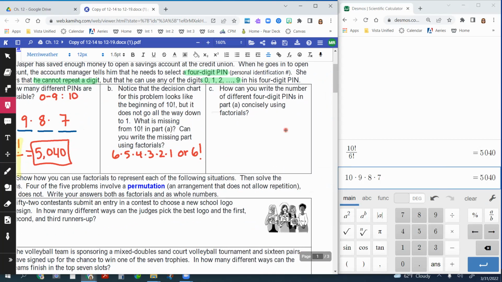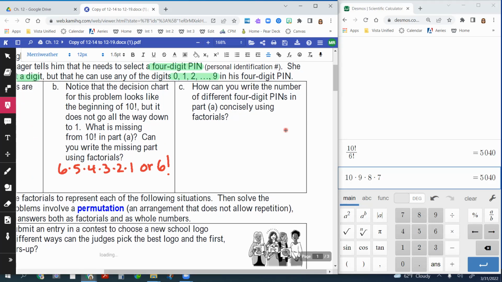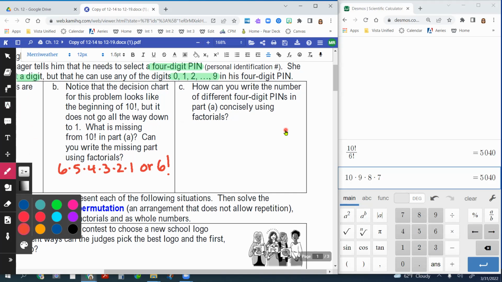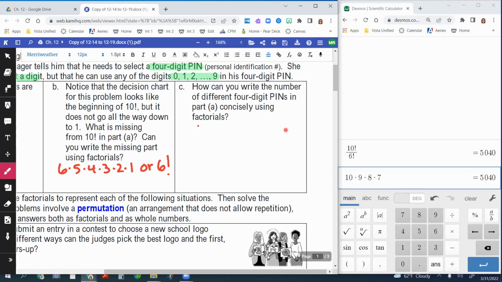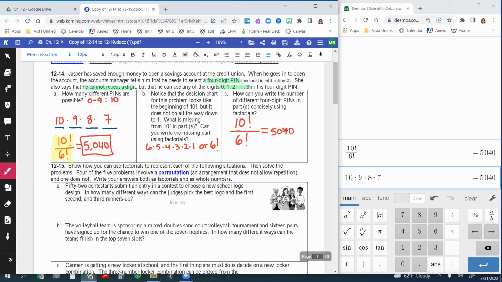On letter C, how can you write the number of different 4-digit PINs more concisely using factorials? So again, we could do 10 factorial, and what we're missing is 6, 5, 4, 3, 2, 1, or 6 factorial. And that gave us the same answer as when we worked it out for letter A.